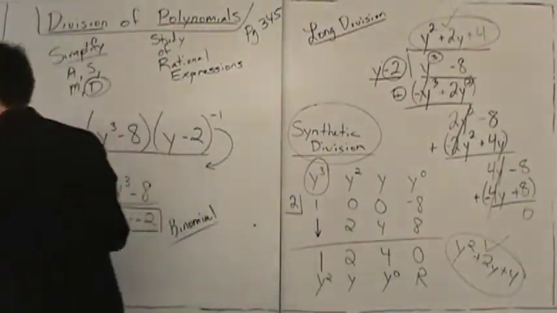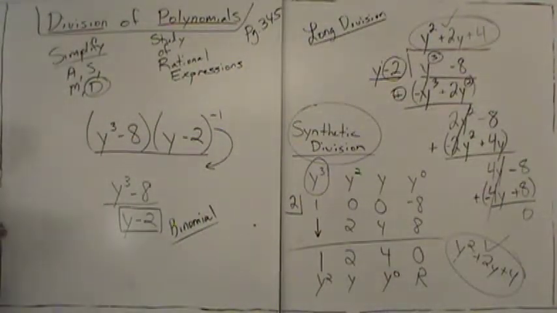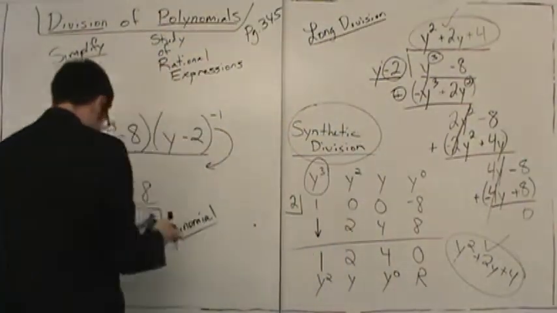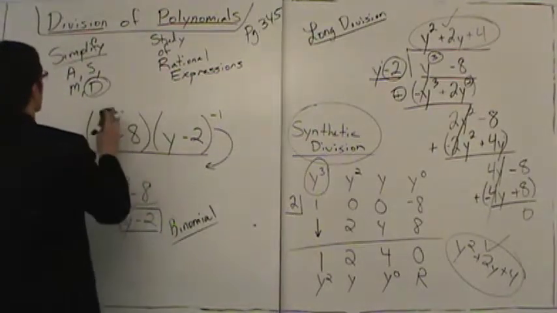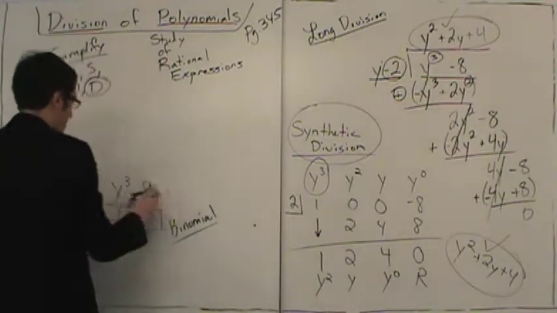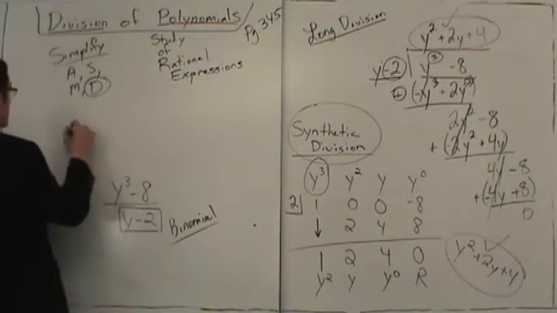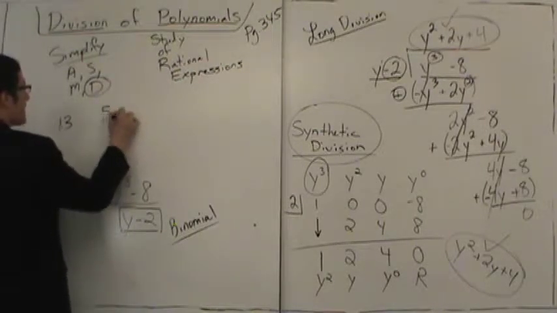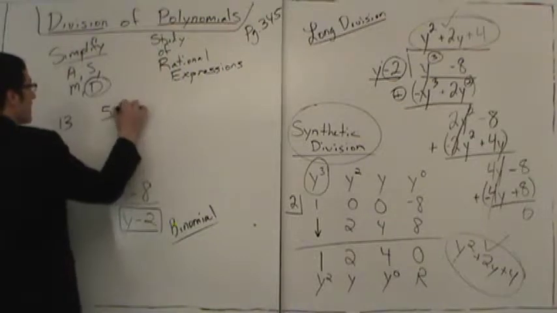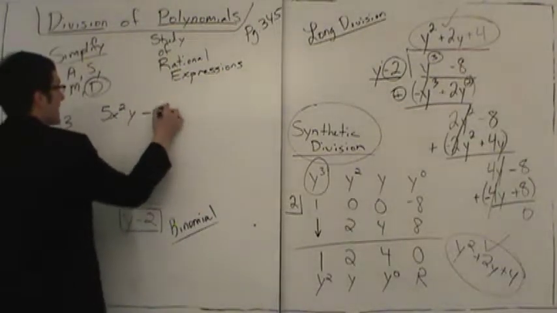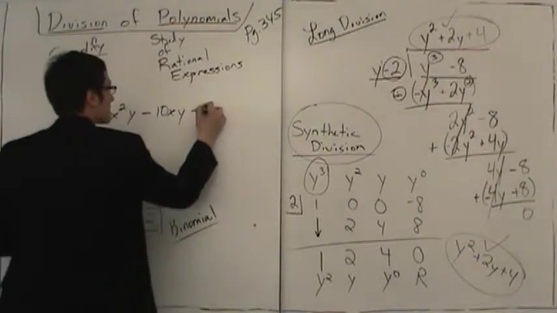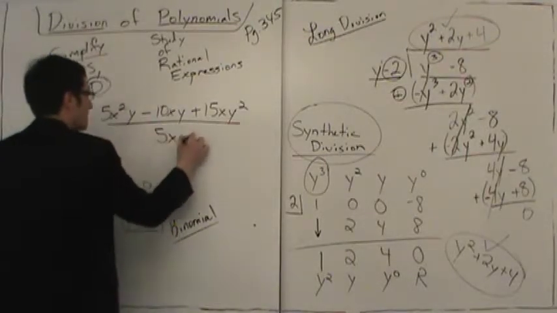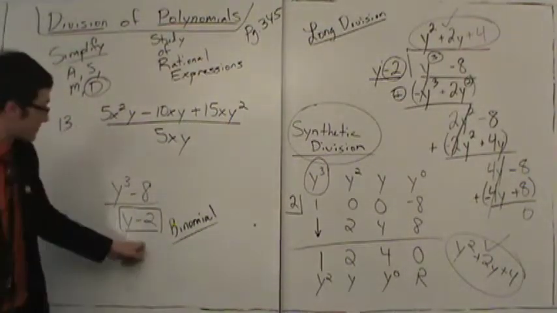But my question today is, what do we do with this problem? So we're looking on page 345, number 13. What is different about this problem and number 13 on page 345? Page 345, number 13 says 5x squared y minus 10xy plus 15xy squared all over 5xy. What is different about this problem and this problem?